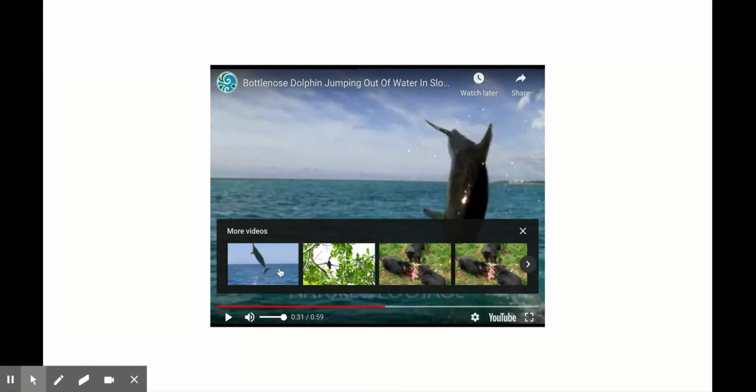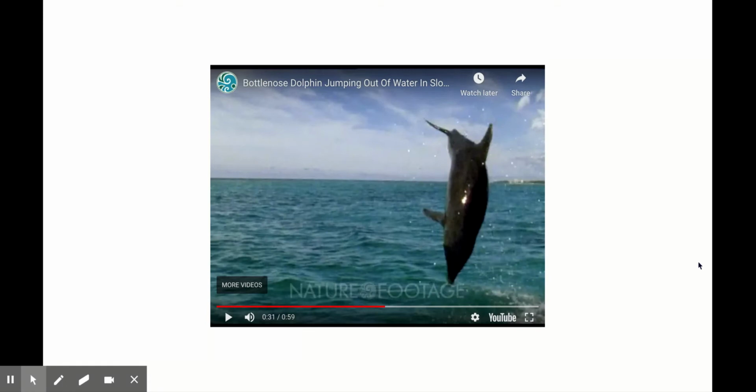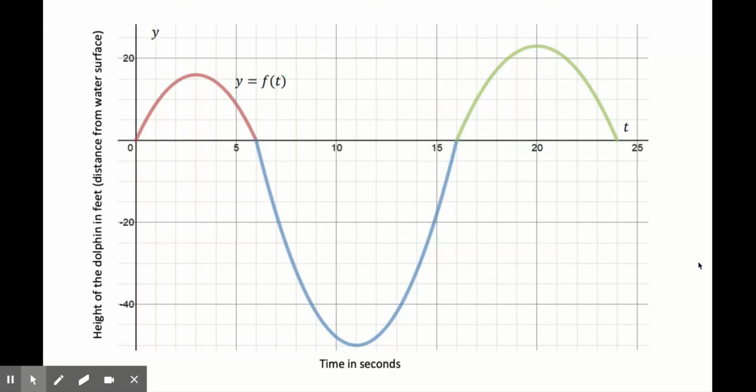So you notice that this dolphin is coming in and out of the water in a shape that kind of resembles a quadratic equation. So you might graph exactly what this dolphin is doing with something like this.